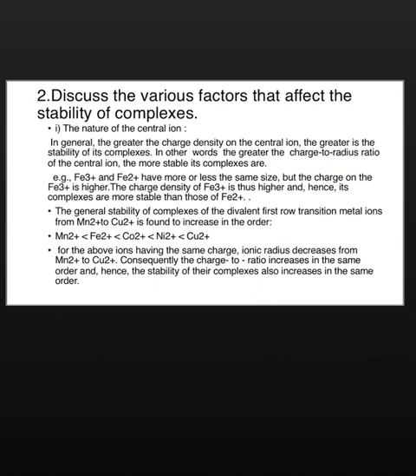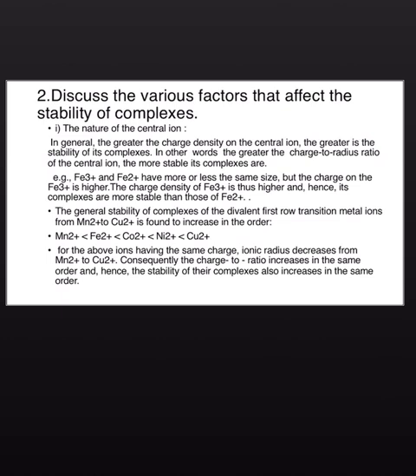Example, Fe3+ and Fe2+ have more or less the same size, but the charge on Fe3+ is higher. The charge density of Fe3+ is thus higher, and hence its complexes are more stable than those of Fe2+.